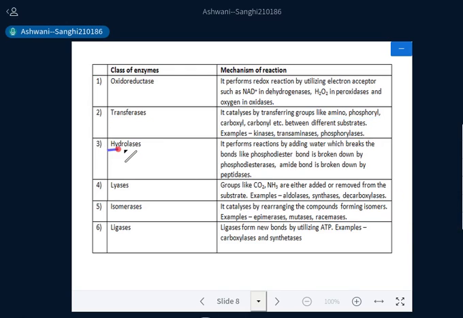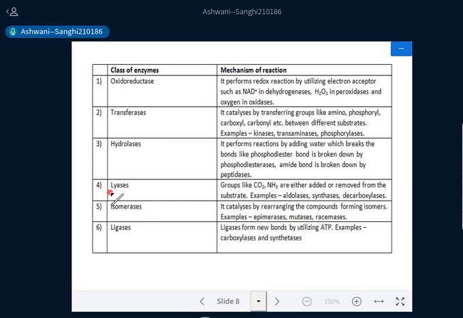Then the third class, that is the hydrolase. Hydrolase means hydrolysis, or reactions in the presence of water. It performs reactions by adding water which breaks the bond, like the phosphodiester bond is broken down by the enzyme phosphodiesterase. The amide bond is broken down by the enzyme peptidase.